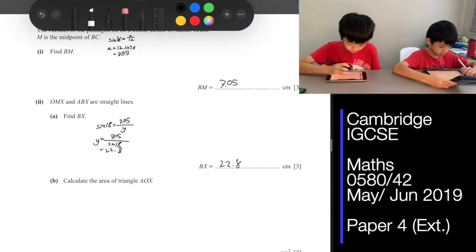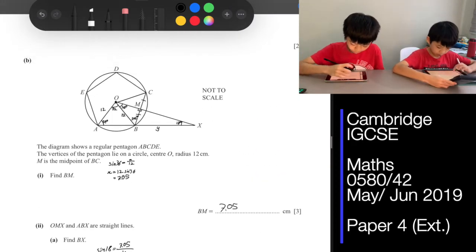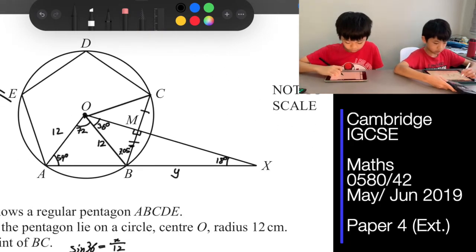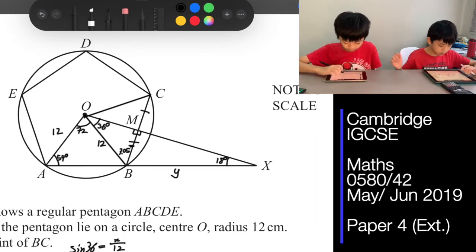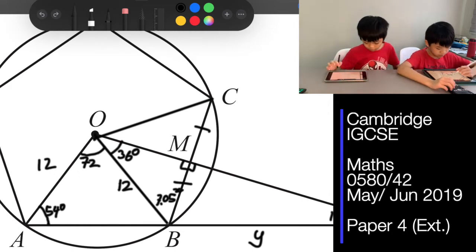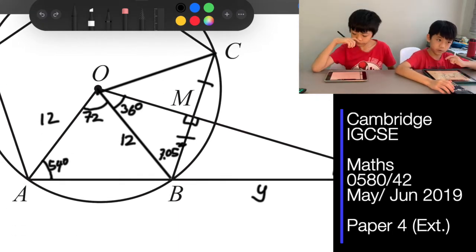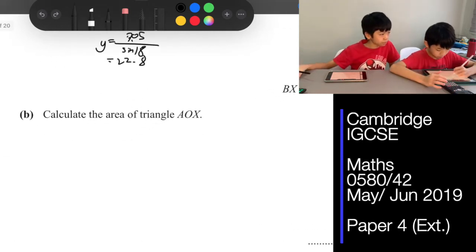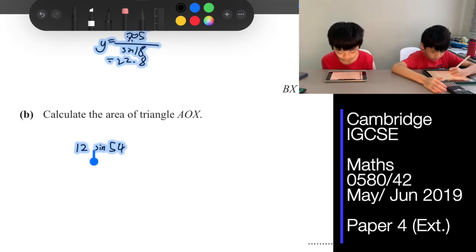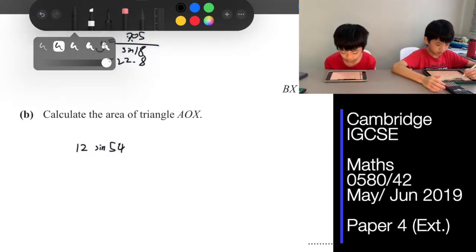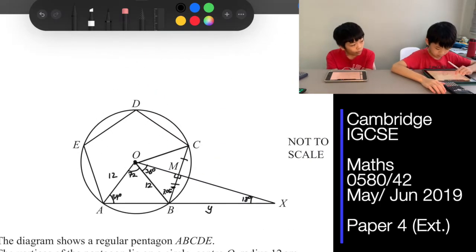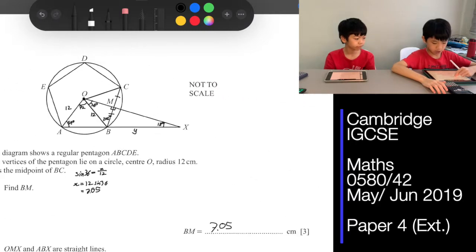For the next question, we need to calculate the area of triangle AOX. So first, it's basically this triangle. First we need to find the height of AOX, which would be 12 sine 54. That's h. The equation includes 1/2, 12 sine 54, which is the height, and then times AX, which is AB plus BX.